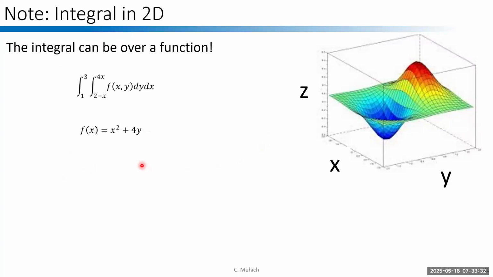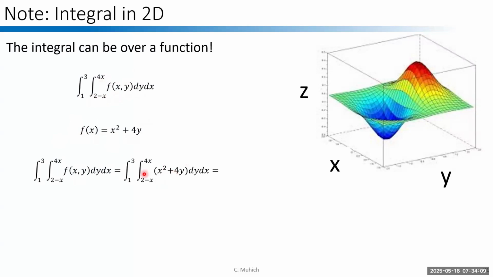Okay, so not only can I do these integrals over space, I could consider them on functions, right? Because with respect to y, x is considered a constant, right? So I could integrate over y from y equals 2 minus x to 4x. So let's look at how we can do this. The function equals x squared plus y, right? So I just substitute this into this equation.